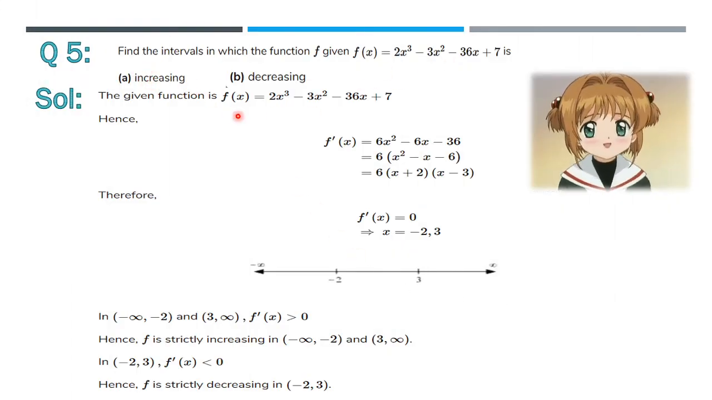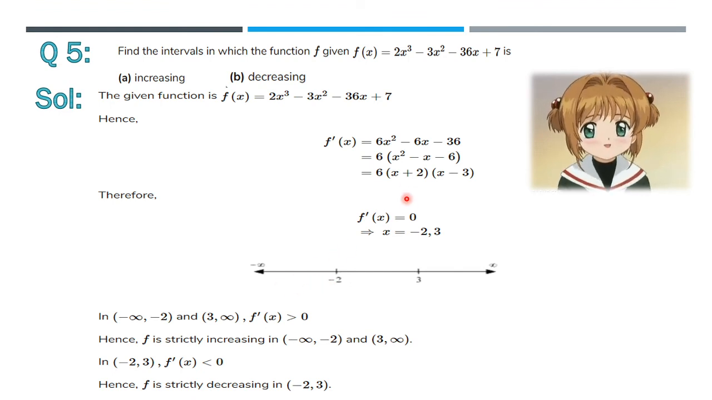Same way, for this function, we have to find the interval where it is increasing and decreasing. First of all, calculate f dash x. We are getting the critical points as minus 2 and 3. Now we got 3 disjoint intervals: minus infinity to minus 2, minus 2 to 3, and 3 to infinity.